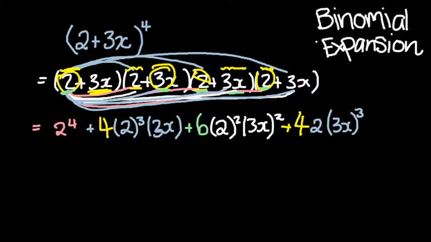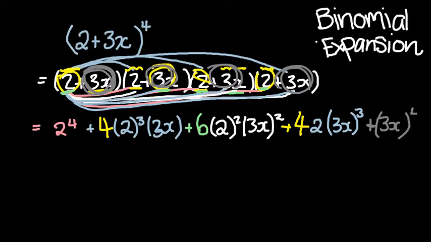And then the last term on the end, we've only got one option left. I've run out of multiplying from this first 2 to anything, so I'm going to have to take the 3x on the end, the next 3x, the next 3x, and the final 3x. That's all I've got left to do. I've touched everything else loads of times, can't do anything more, and there's only that one way of doing it, so I've got 3x to the power of 4.